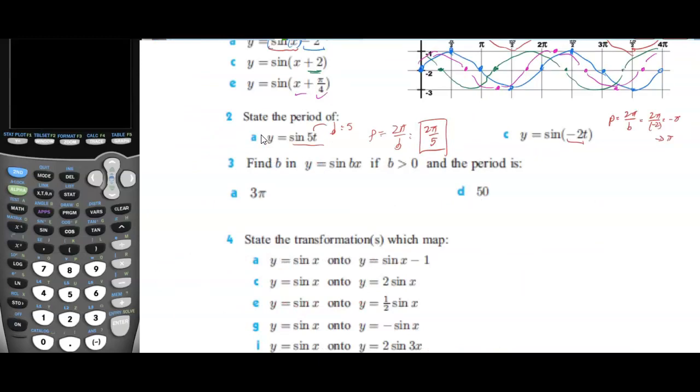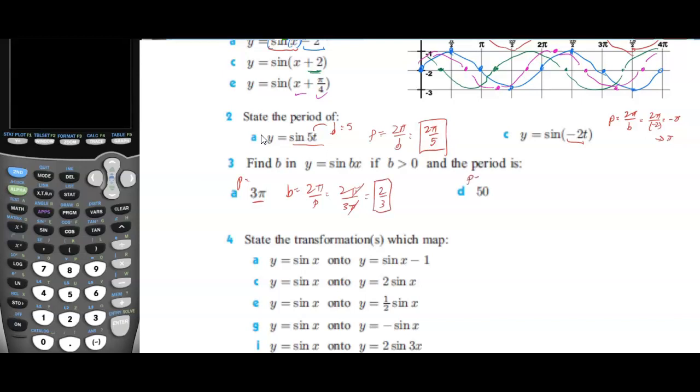Number 3. Find b in y equals sine bx if b is greater than 0 and the period is 3 pi. So the period is 3 pi. We're going to use the formula b equals 2 pi over p. So it would be 2 pi divided by 3 pi. The pi's cancel and I get 2/3. So the b is equal to 2/3.